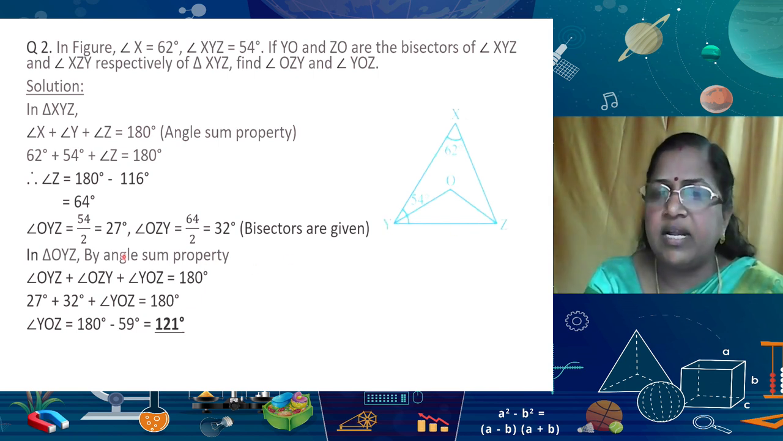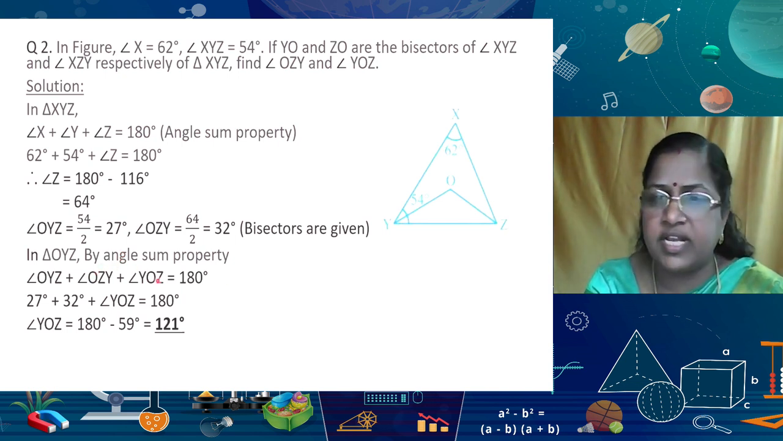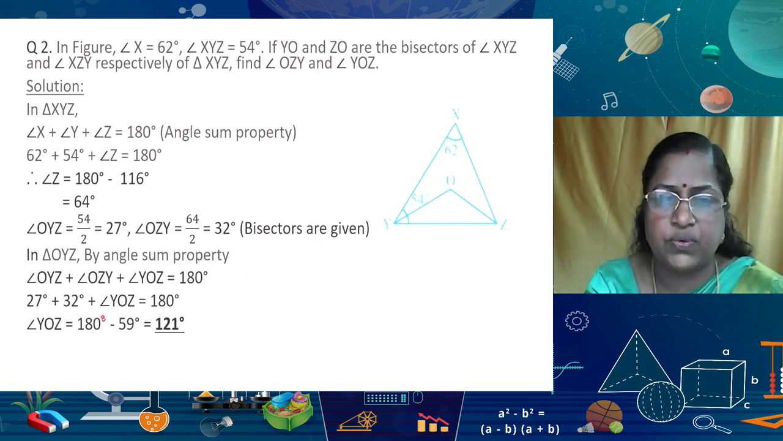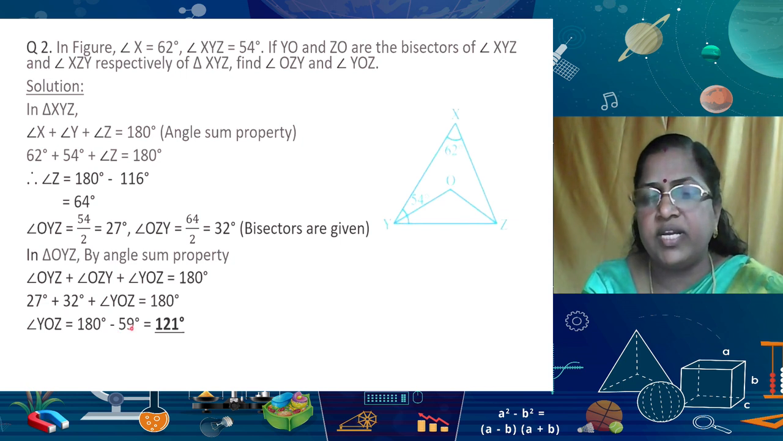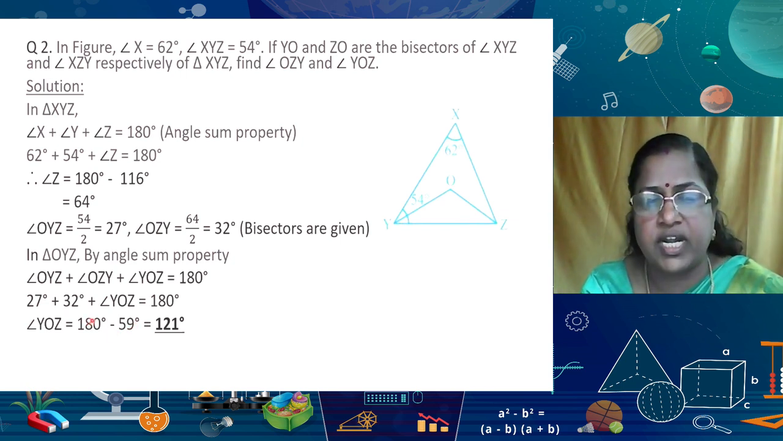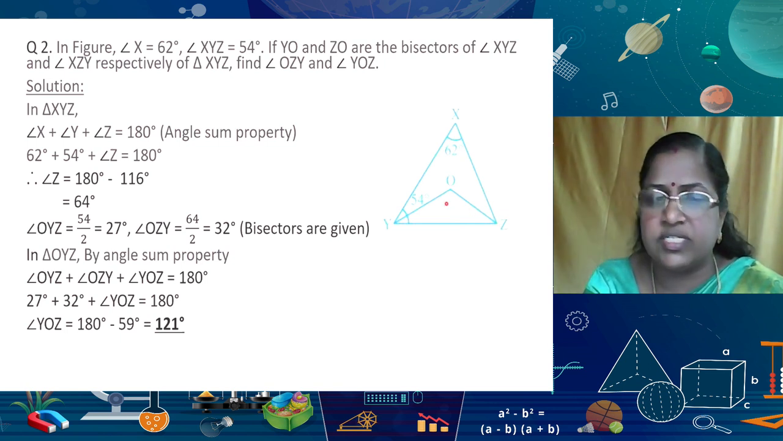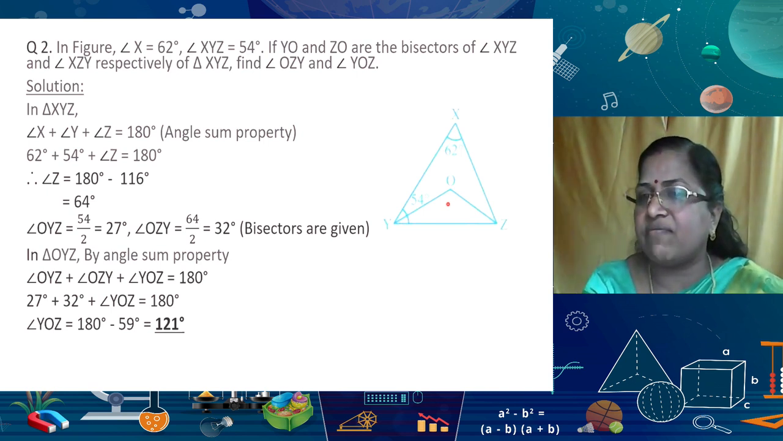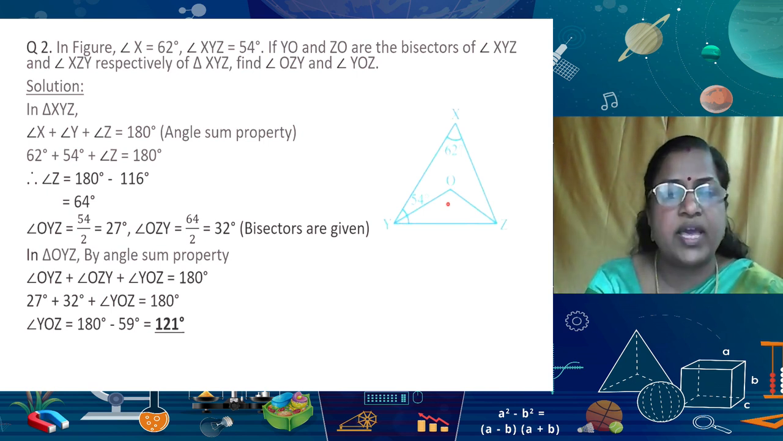In triangle OYZ, by angle sum property, the sum of these three angles is 180 degrees. Substituting the values of OYZ and OZY, 27 plus 32 plus angle YOZ is equal to 180 degrees. So angle YOZ is equal to 180 minus 59, since 27 plus 32 is 59. We get angle YOZ as 121 degrees. This is another type of question, where bisectors are given, and we have to find the different angles.